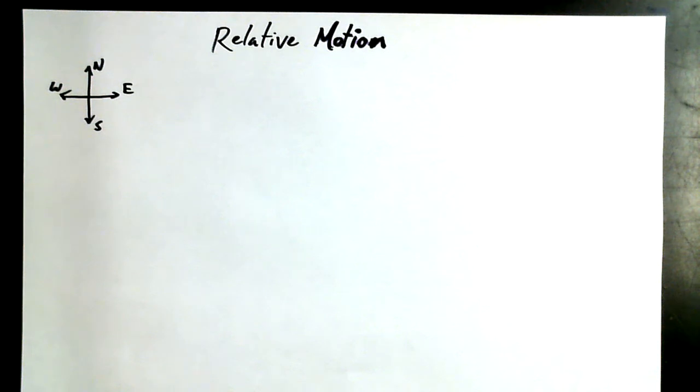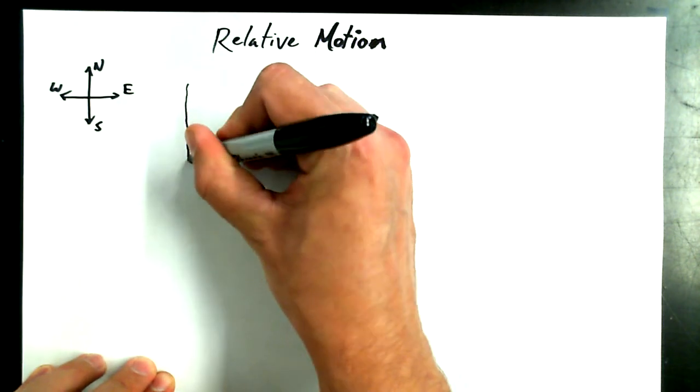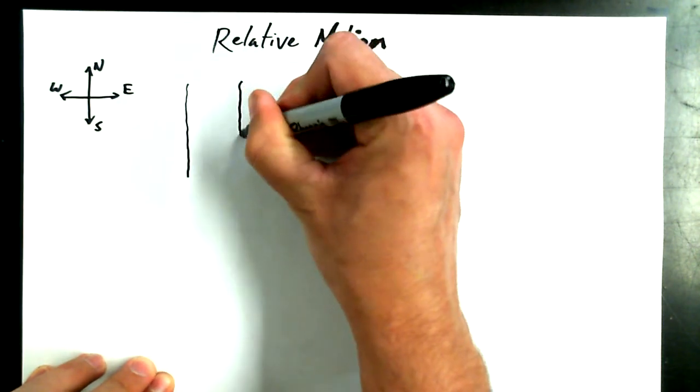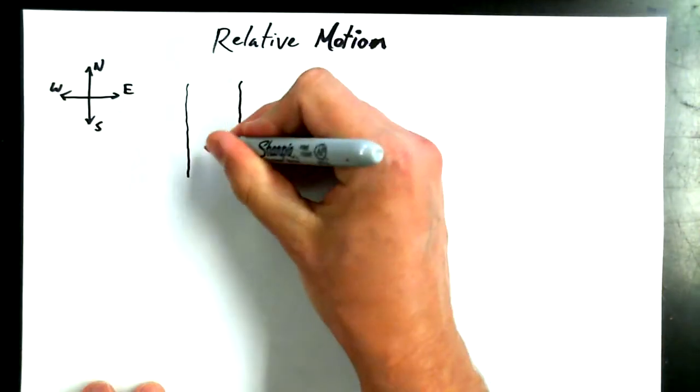Relative motion is how things move, or the study of how things move, relative to one another. So if I want to talk about things moving relative to one another, a really good example is a river. So this is a river. And this river flows south.